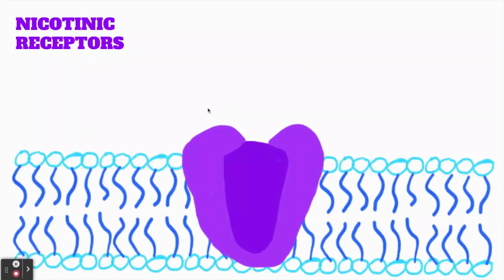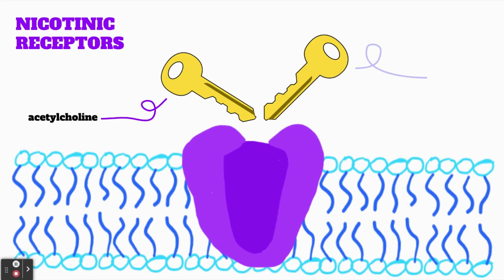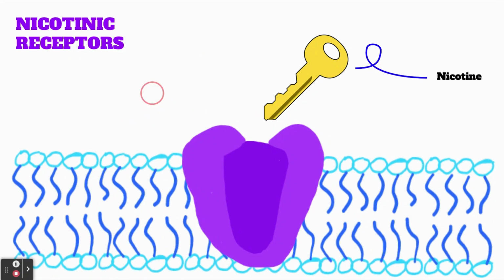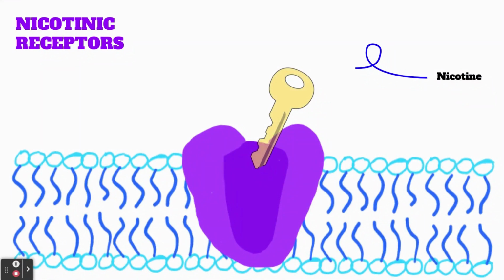So say you have a nicotinic receptor, as represented by this purple oval, and you have one key that represents acetylcholine and one key that represents nicotine. Nicotine is an exogenous agonist that is commonly associated with the use of smoking. It is basically a competitive inhibitor of acetylcholine. So, say nicotine binds to the nicotinic acetylcholine receptor. It works like a key in a door, thus why nicotine is represented by a key.